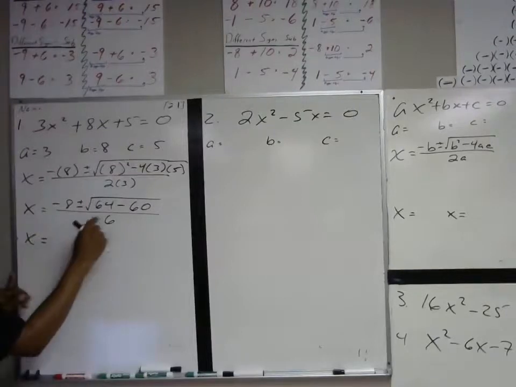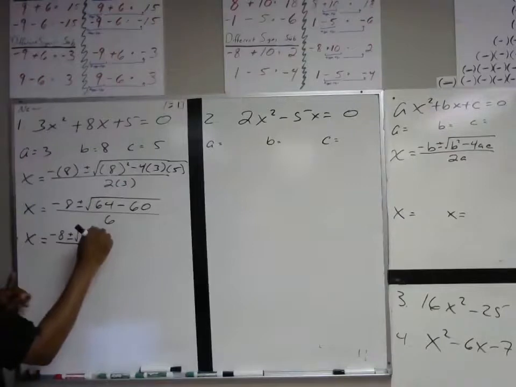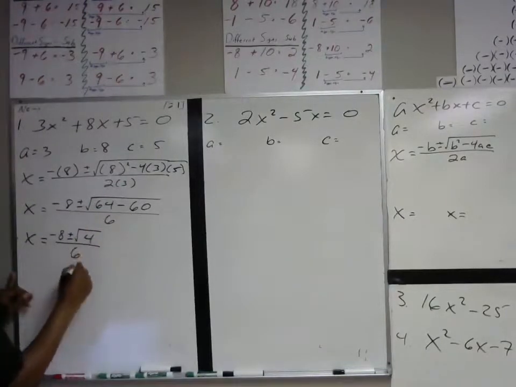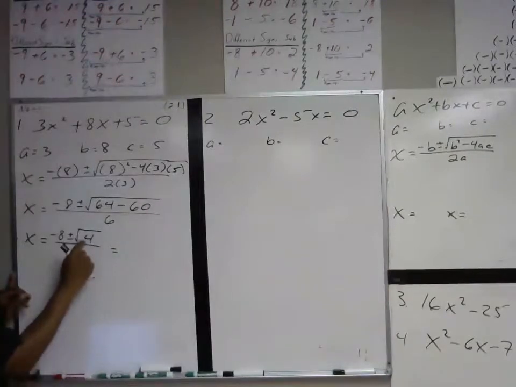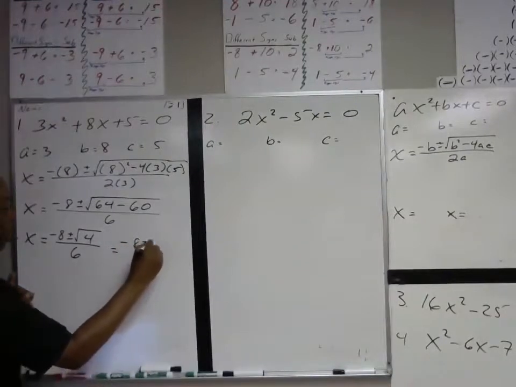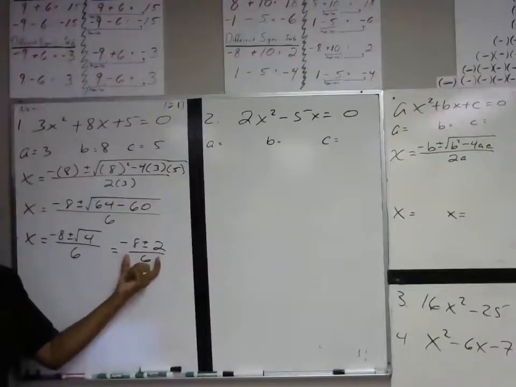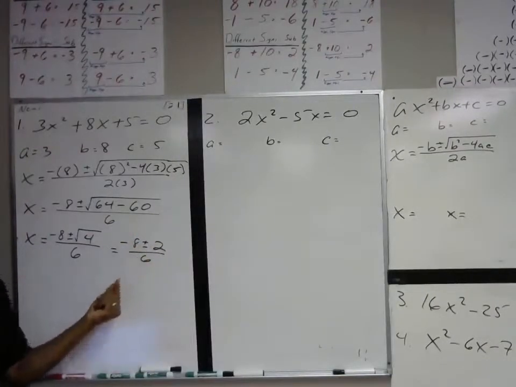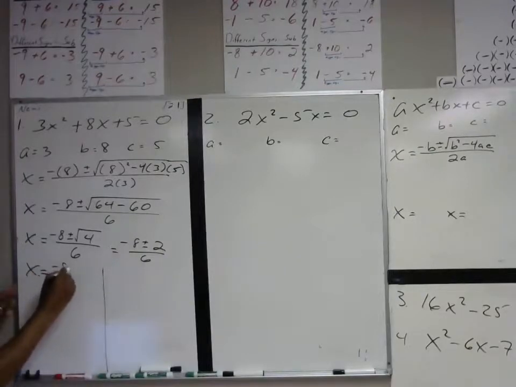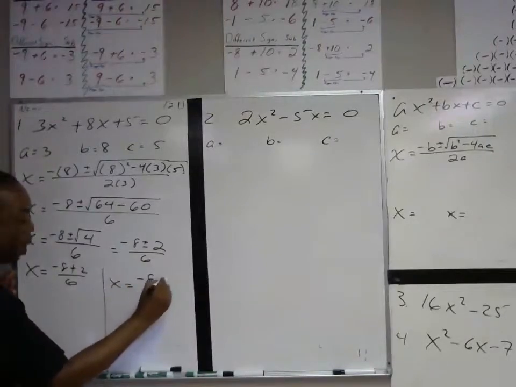The next simplification will be the adding. We'll get negative 8 plus or minus this 64 take away 60 will be 4 over 6. Okay, the 4 will simplify down to a 2. So we'll have negative 8 plus or minus 2 all over 6. Now, once we get to this step right here, where everything's simplified in the numerator, we'll split it into two pieces. One piece will be x equals negative 8 plus 2 over 6. The other piece will be x equals negative 8 minus 2 over 6.